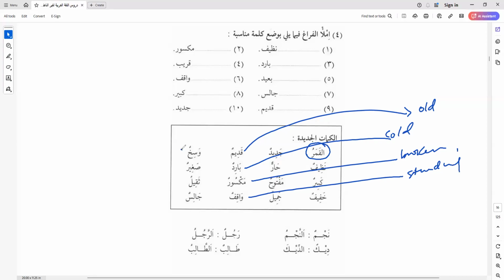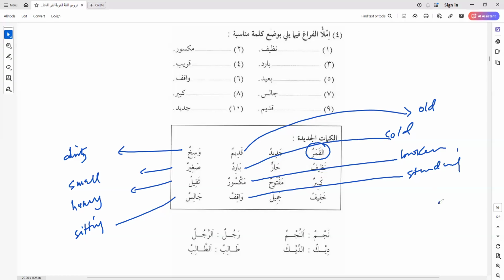Okay. Now we have wasikhun, dirty. If something is wasikhun, it's dirty. And then we have saghirun, small. And then we have thaqilun, heavy. Something is very heavy, thaqilun. And then we have jalisun, sitting. So you can say ana jalisun. I am sitting. Wa anta waqifun. And you are standing. Ana jalisun wa anta waqifun. I am sitting and you are standing.